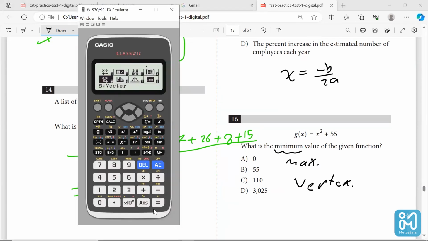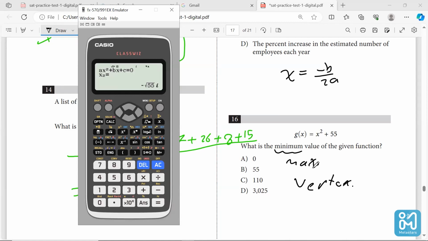Menu, go to simultaneous equations, number 2, polynomial, degree 2. What's the value of a here? A is 1. So I will press 1 here. Equal. b is the coefficient of x. Do we have x here? No, so it's gonna be 0. Equal, 55. Now x1 and x2 represent the solutions or x-intercepts.